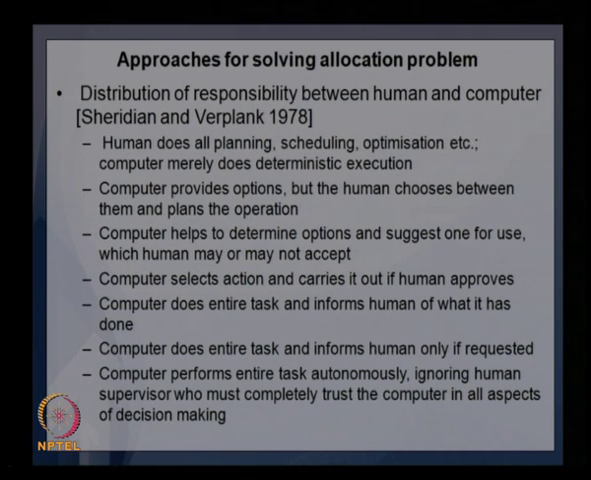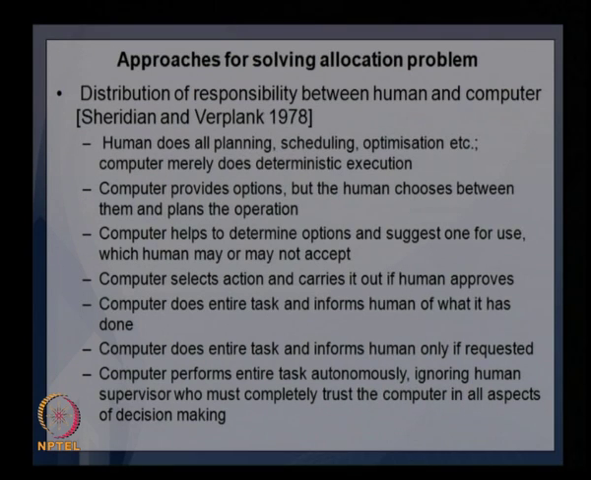And there is no way the operator can interface or interact with the robot at this stage, and it will be completely left to the robot to execute the task. So, that is the last level: the operator has to depend on the computer in all aspects of decision making. So, these are the various levels of application or allocation of functions to the computer.